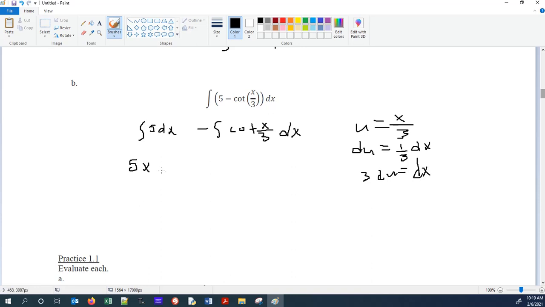So this becomes minus, I'll bring the 3 out in front, the integral of cotangent u du. So 5x, remember we've already integrated that, don't try and do it again, minus 3 times the natural log of the absolute value of sine of u.